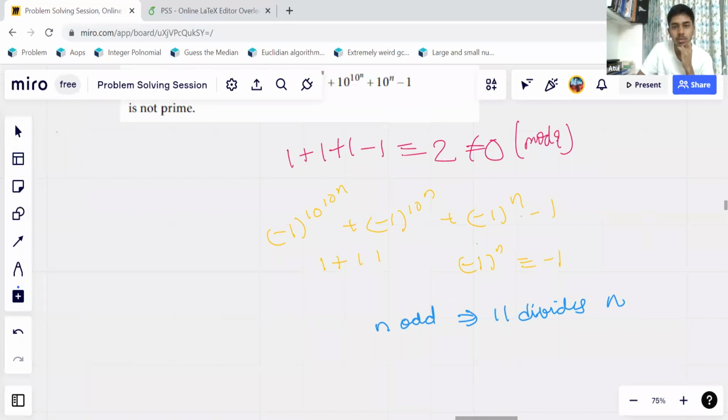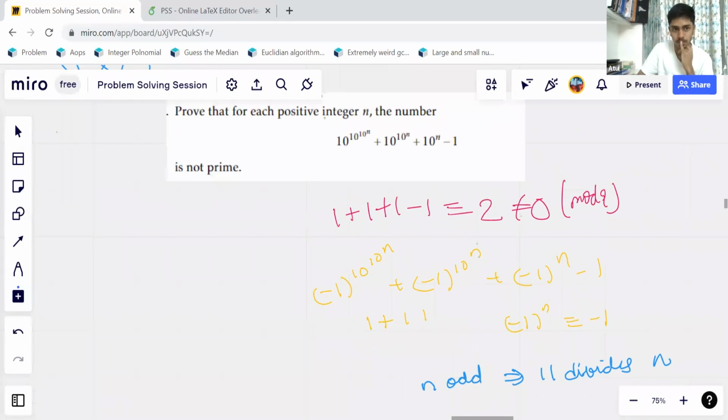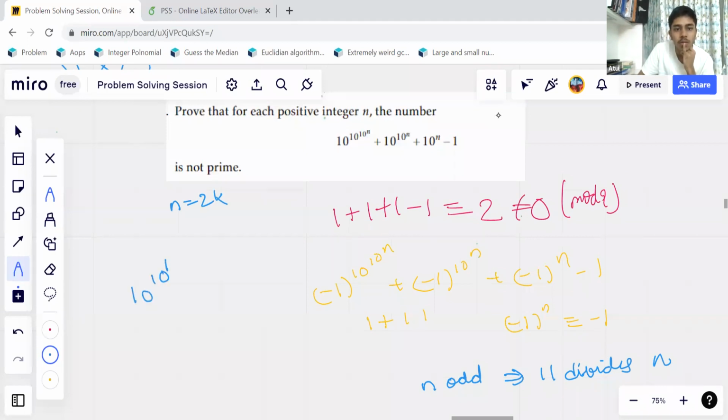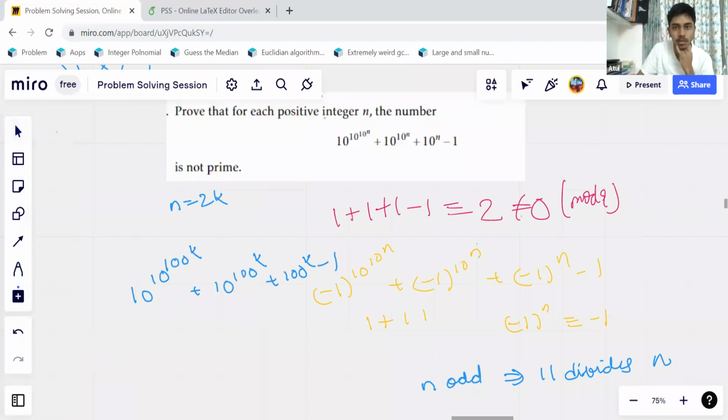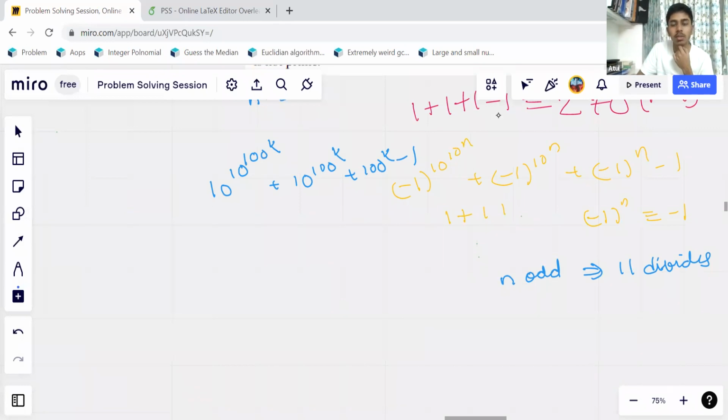Okay, so that's nice. So we can assume n is even. If n is 2k, then we have 10 to the 10 to the 100 to the k, plus 10 to the 100 to the k, plus 100 to the k. Okay, I don't think that helps, but many times 11 squared would work. 101? Yes, okay. In this case, 101 would work.